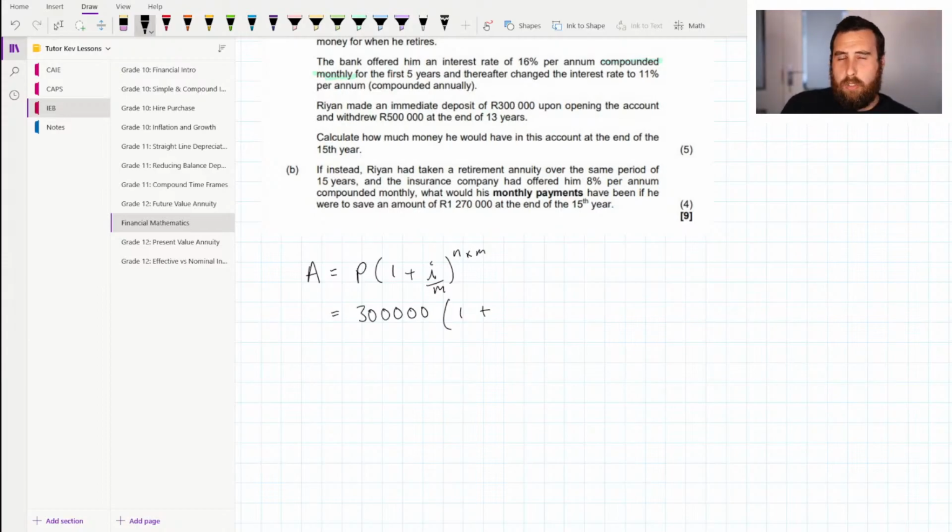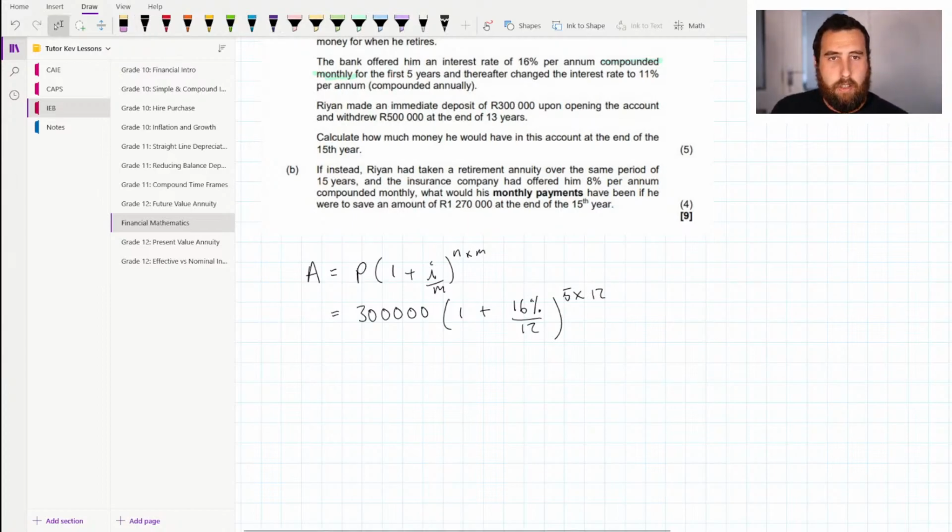Now you can do this using decimals. I like to work with the percentage sign. It's just a little bit quicker, a little bit more efficient. So I'm going to use that. If you wanted to convert a percentage to a decimal, you just divide by 100, but I'm just going to type in percent on my calculator. So we've got 16%, and then we divide that by 12 because we're looking at compounded monthly, and then the amount of time is 5 years, but then again we have to multiply that by 12 because we're actually looking at 5 years' worth of months, which is basically equal to 60.